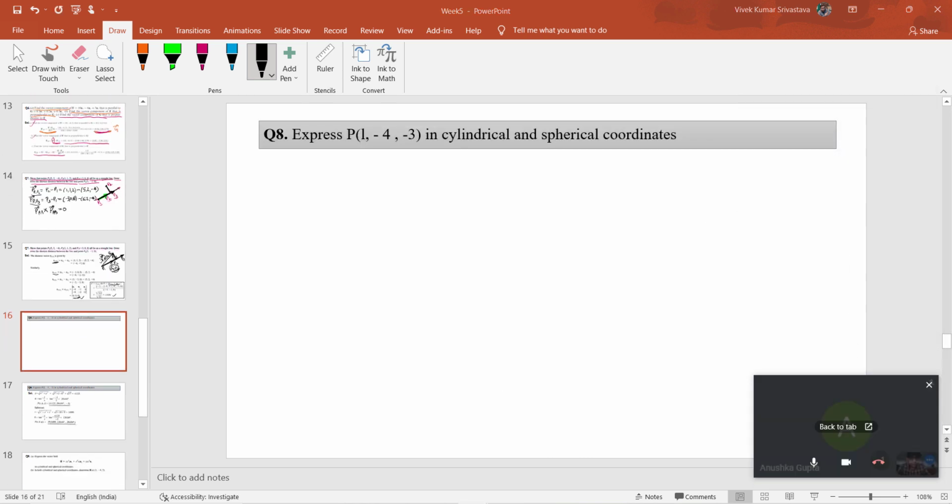Okay, so the next problem is, suppose a point is given to us in the Cartesian coordinate system, then we have to represent this point in the cylindrical and spherical coordinate systems. As we all know, usually three different coordinate systems are used for analyzing any system, that are the Cartesian coordinate system.